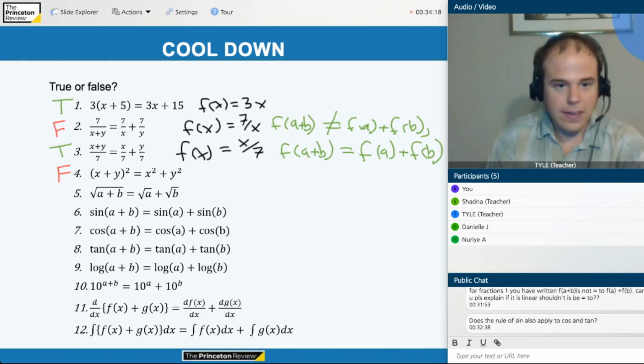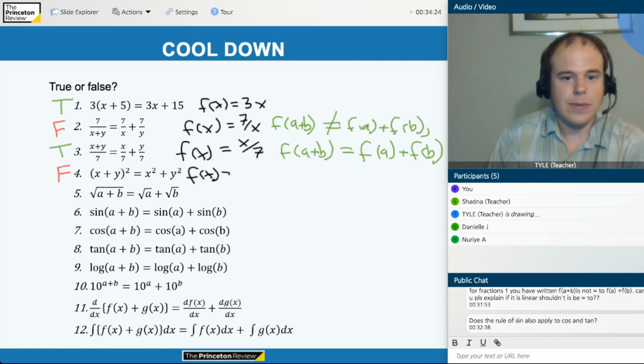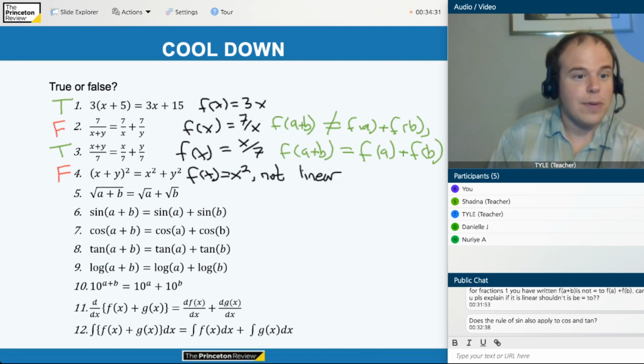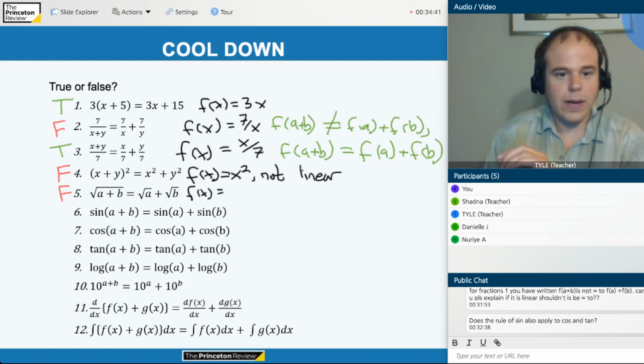Number 4 is false because f of x equals x squared is not linear. Okay, number 5 is also false because f of x equals square root of x is not linear.